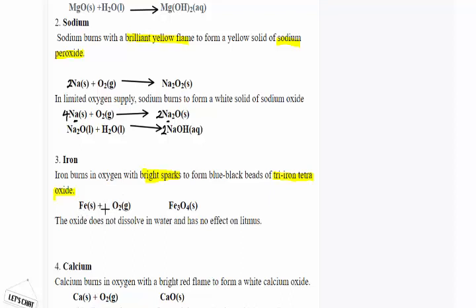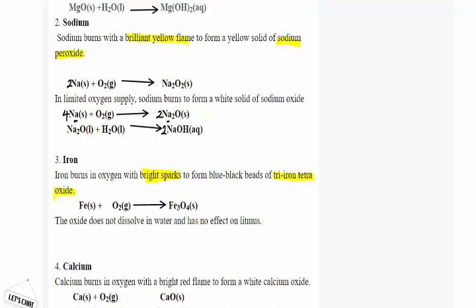Iron reacts with oxygen to form tri-iron tetraoxide. Now, what we can see here, we see that we have 3 iron atoms on the right hand side and 1 iron atom on the left hand side. We have 2 oxygen atoms on the left hand side and 4 oxygen atoms on the right hand side.